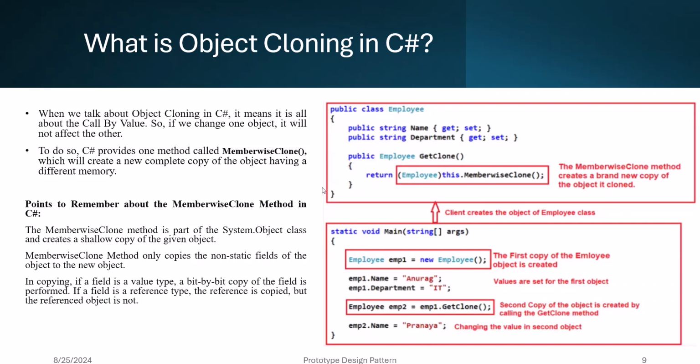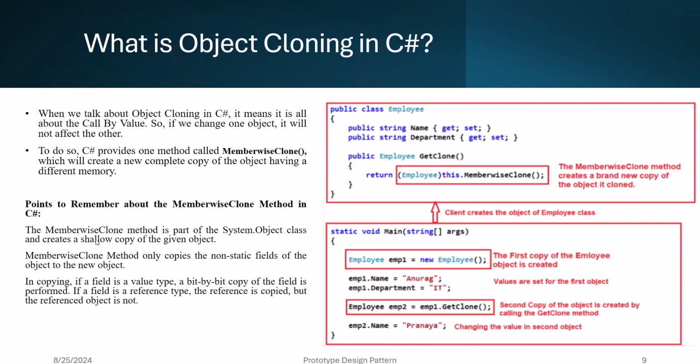So some of the points which we need to remember while using the MemberwiseClone method: this method is a part of the System.Object class and creates a shallow copy of the given object. MemberwiseClone only copies the non-static fields of the object to the new object. And in copying, if a field is a value type, a bit by bit copy of the field is performed. If the field is a reference type, a reference is copied, but the object is not.